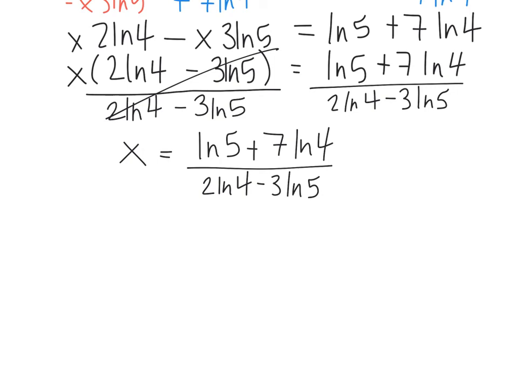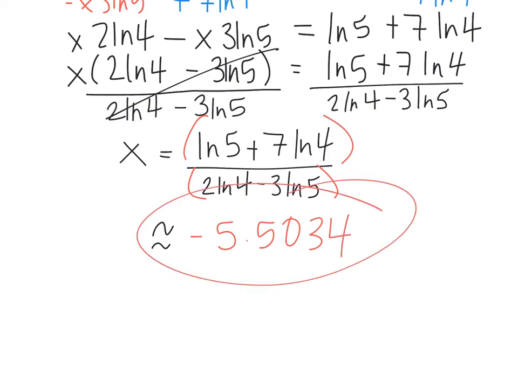Woo! That was a lot. That was hard. But we're going to practice and we're going to be fine at it. Now, when I put this in the calculator, if you decide to put it in all at one time, make sure you put lots of parentheses. So let me see what I get. I get ln 5 plus 7 ln 4 divided by 2 ln 4 minus 3 ln 5, and I get negative 5.5034. So hopefully you got the same thing.